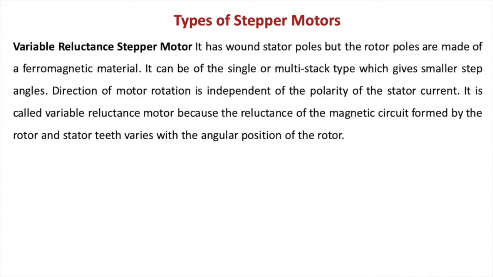It can be of single or multi-stack type, which gives the smaller step angles, because the multi-stack will give you a smaller step angle. So depending on the requirement, you can use a single step or a multi-step. Direction of motor rotation is independent of the polarity of the stator current. It is called the variable reluctance motor because the reluctance of the magnetic circuit formed by the rotor and the stator teeth varies with the angular position of the rotor.